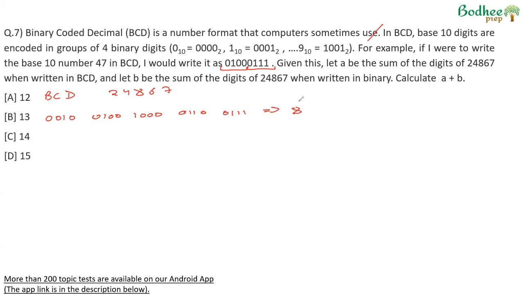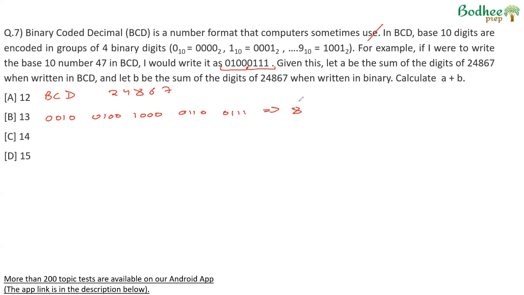The sum of digits here: 2, 4, 8 are powers of 2, so the digit sum will be 1 each. 6 requires 4 and 2, so the sum will be 2. 7 requires 4, 2 and 1, sum will be 3. And therefore, 1 plus 1 plus 1 is 3, 3 plus 2 is 5, 5 plus 3 is 8 becomes the sum.